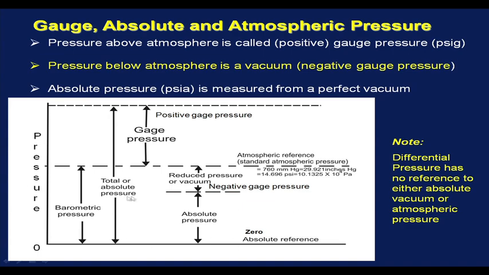Let us look at this diagram. Let us take this as 0 absolute reference and this as atmospheric pressure. This is the pressure axis, and there is another pressure indicated here which is above atmospheric pressure. So, this excess pressure, excess with respect to the atmospheric pressure, is positive gauge pressure, whereas with respect to 0 or absolute reference, this pressure is total or absolute pressure.